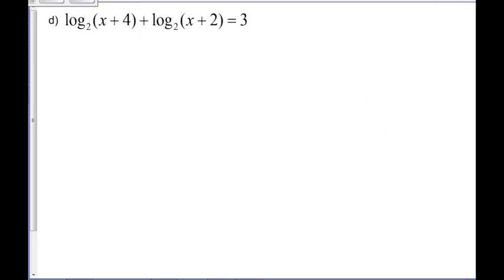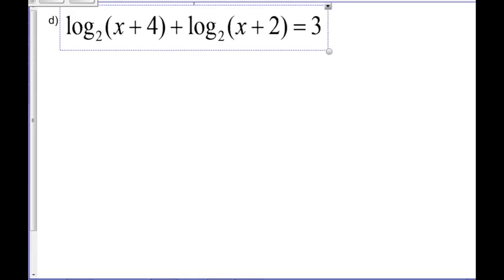Now, for one last one. We've got log base 2 of x plus 4 plus log base 2 of x plus 2 equals 3. Our technique for long logarithmic equations is not going to be great here because we don't have a log to drop on one side. So what I'm suggesting that you do if you have multiple logs and then a regular number is to sort of do halfway in between the techniques. You're going to try and consolidate your logs as much as possible.